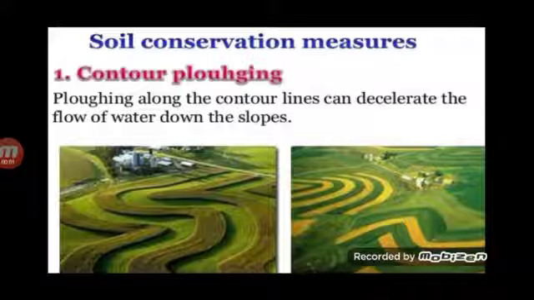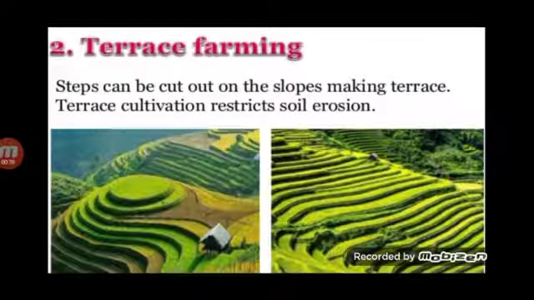Now children, we will see the various methods of soil conservation. First, contour plowing. Plowing along the contour lines can check the flow of water down the slopes. It can be practiced on the hills. Second, terrace farming. Steps can be cut out on the slopes, making terraces. It restricts soil erosion. It is practiced in the western and the central Himalayas.